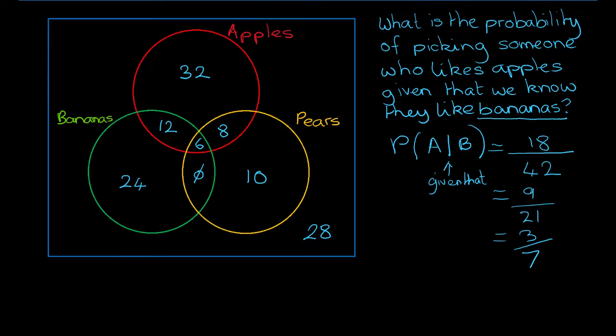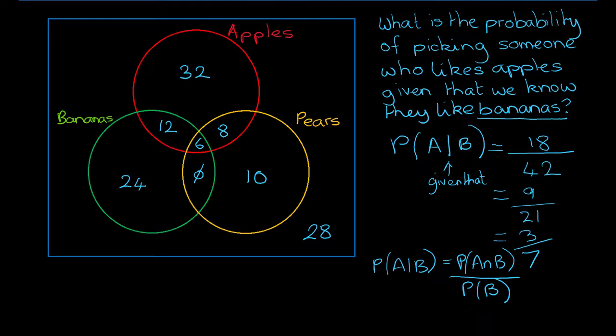So let's have a look at the notation form in case you don't actually have a diagram for this. So the probability of A given B equals the probability of A and B divided by the probability of B.